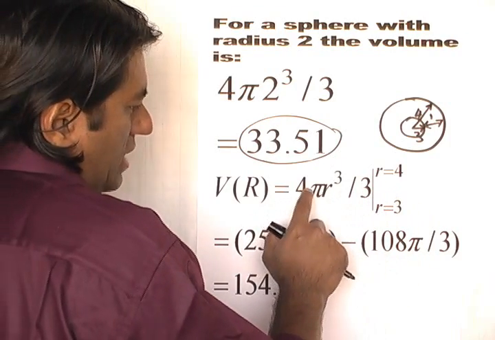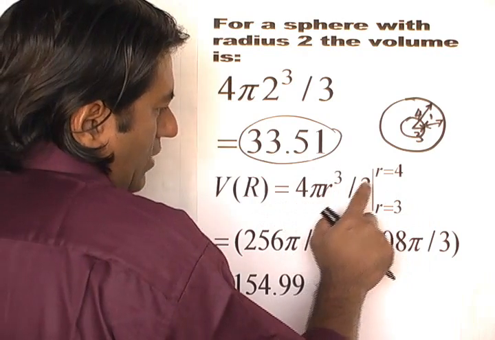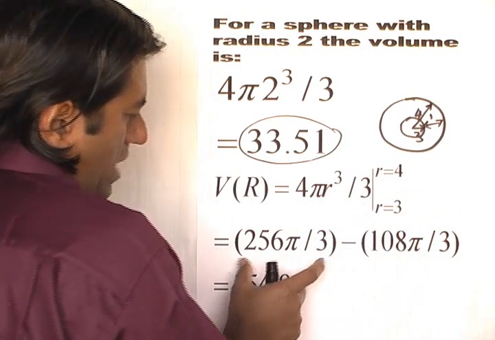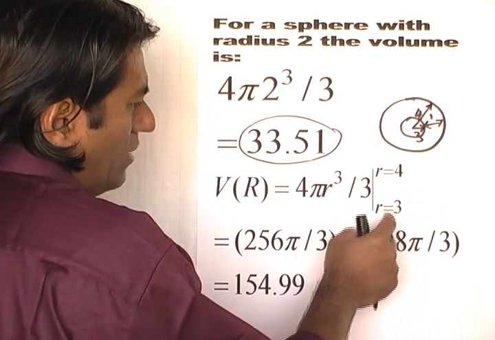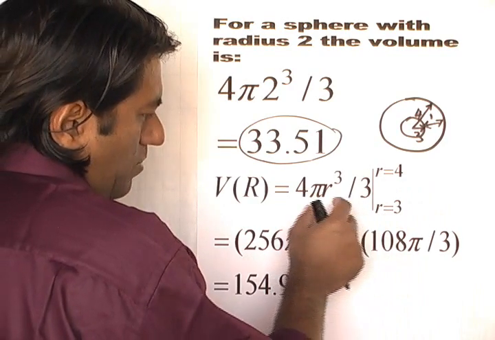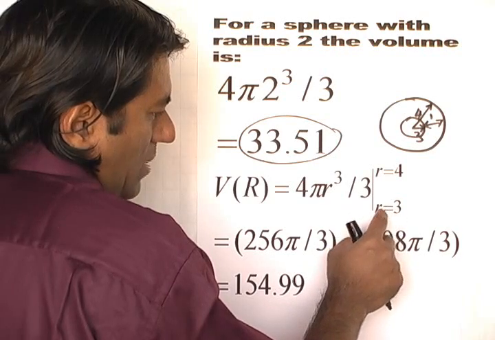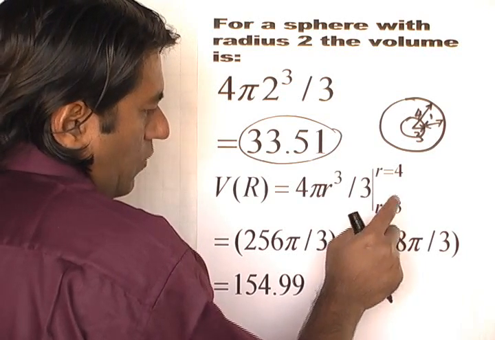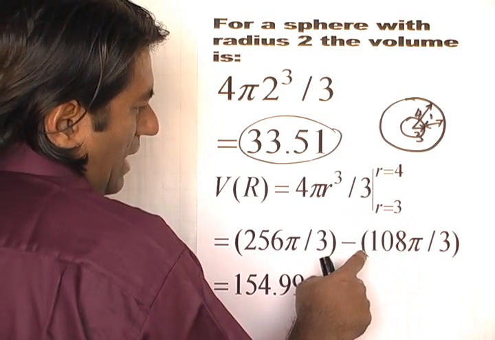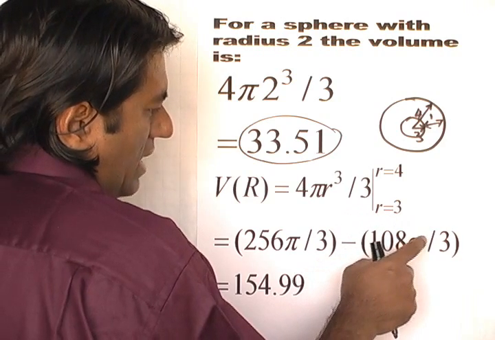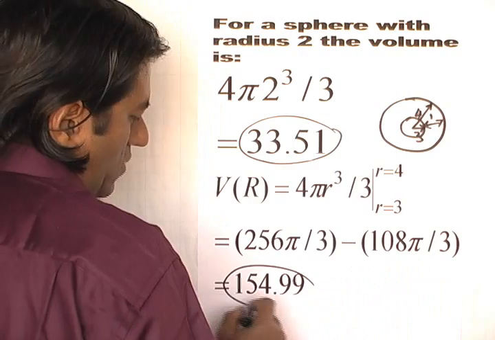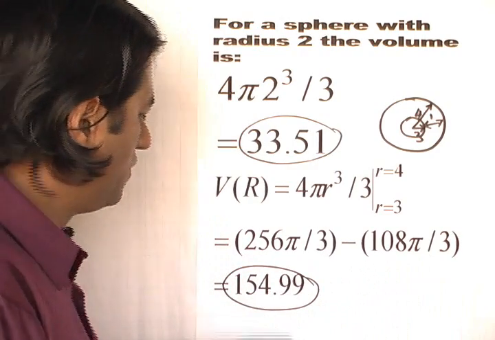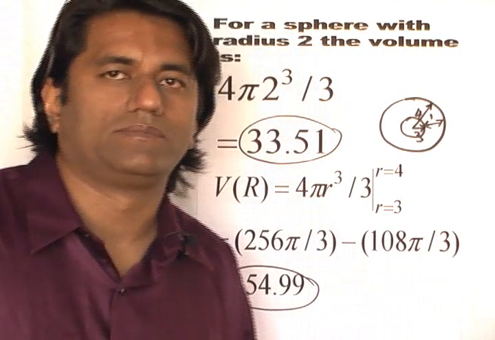So you start with 4 pi r cubed by 3 with r equal to 4, and that is 256 pi by 3. From that you subtract 4 pi r cubed by 3 when r equal to 3, and that will be 108 pi by 3, so the volume of the hollow sphere will be 154.99.